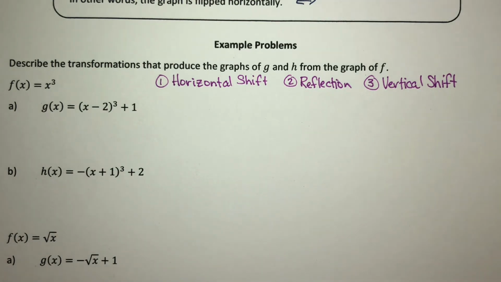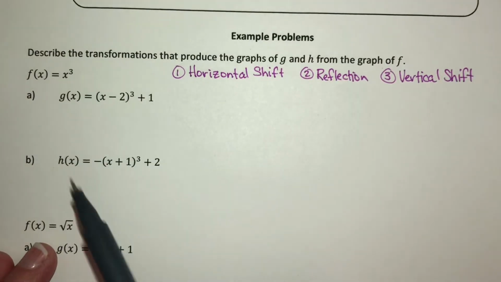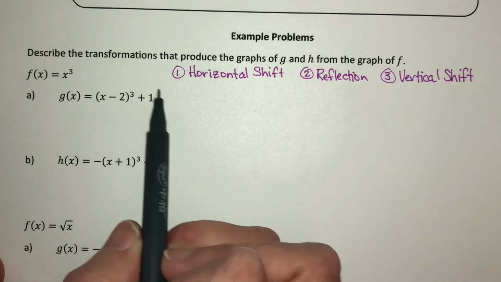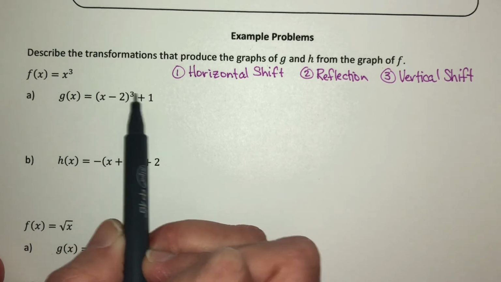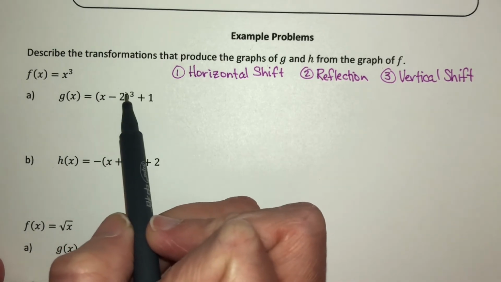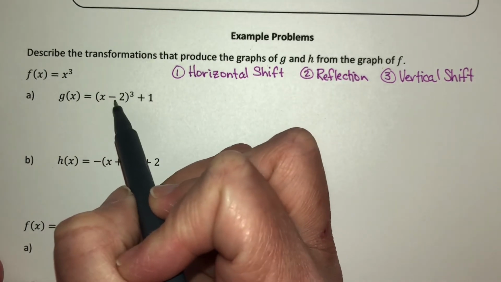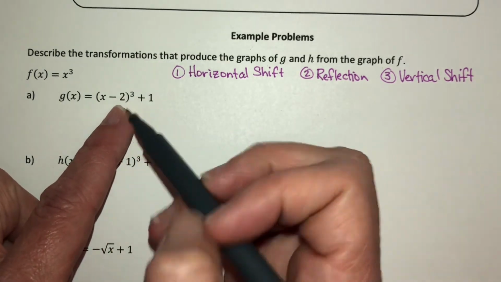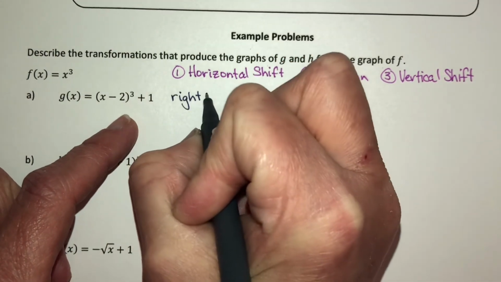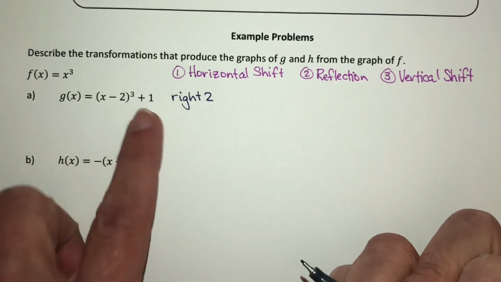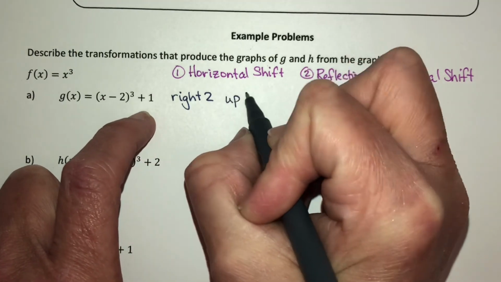Okay, so let's look at this. My original is x cubed, and I don't see a negative introduced anywhere in here. This is just regular x minus 2 cubed plus 1. So I have the addition of a subtraction or an addition inside the function. So this is a horizontal shift of 2. And since this is minus, it's going to the right. So that is right 2. This is outside of our function, so this is up 1.